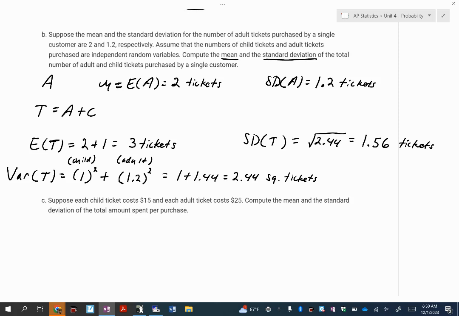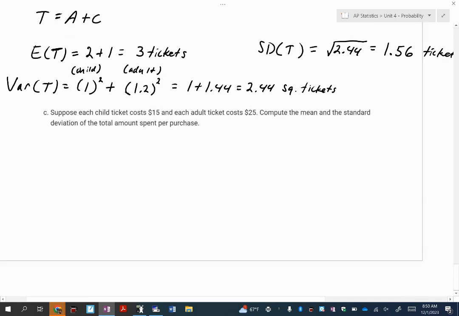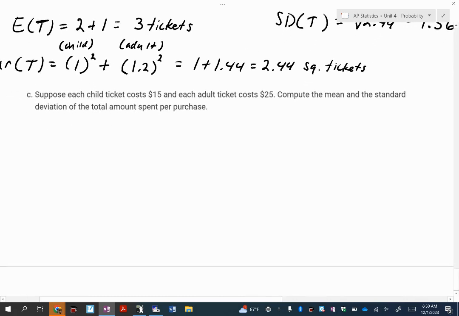Now one step farther than this. We've gone from just purchasing the child tickets to purchasing adult and child tickets at the same time. Now you can probably imagine where we're going. What's going to be the expected or mean cost of purchasing these tickets and the standard deviation of that cost? I think finding the mean, or expected value of the total, is going to be the simplest one.